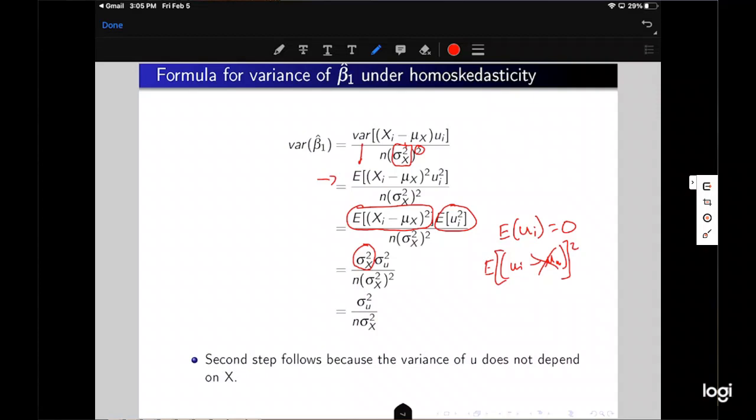Okay, then going back to our steps here, we have a squared variance on the bottom, so these two cancel out, and we're left with this formula here. So the variance of beta hat 1, when errors are considered homoskedastic, is just the variance of u over the variance of x times n.